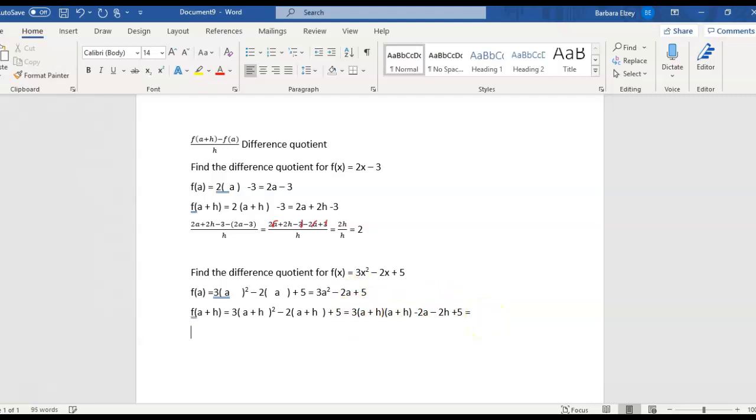So I'm going to say a times a, that's a squared. I'm going to do a times h, that's ah. Now I'll have h times a, that's ah again. And then h times h is h squared. And then I'll just rewrite the rest of it for the moment.